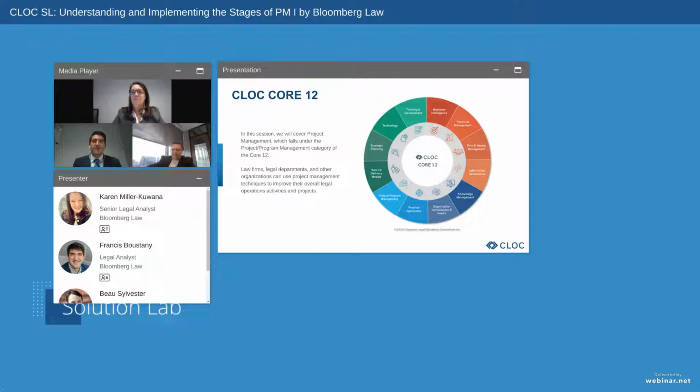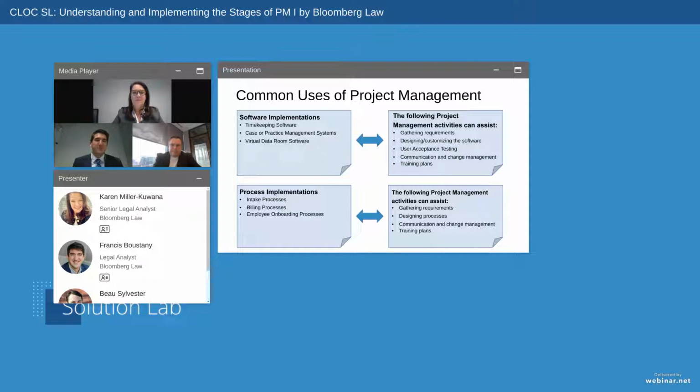That's interesting, and the broad applicability, I think, is a reason why a lot of people are here today. But that's a really good point where we can kind of transition into the first topic on our agenda. So let's hand it over to Karen to discuss common legal operations uses for project management, and she'll ask some questions there along the way as well.